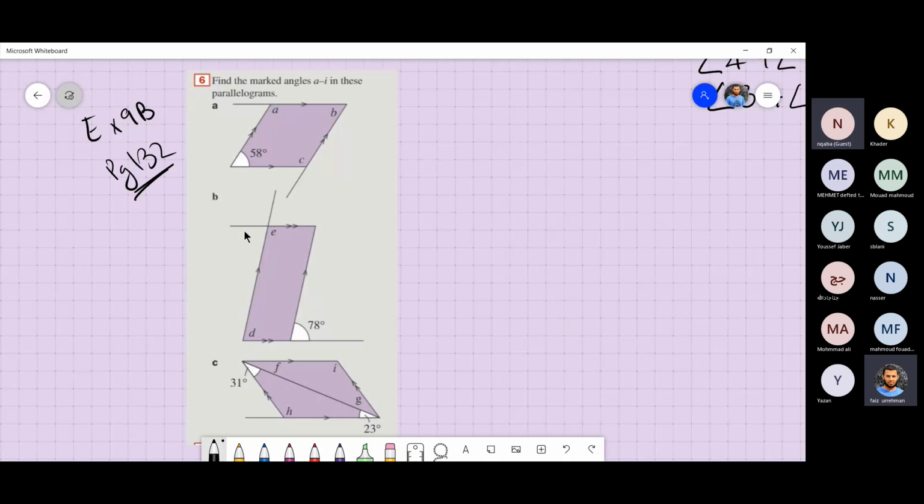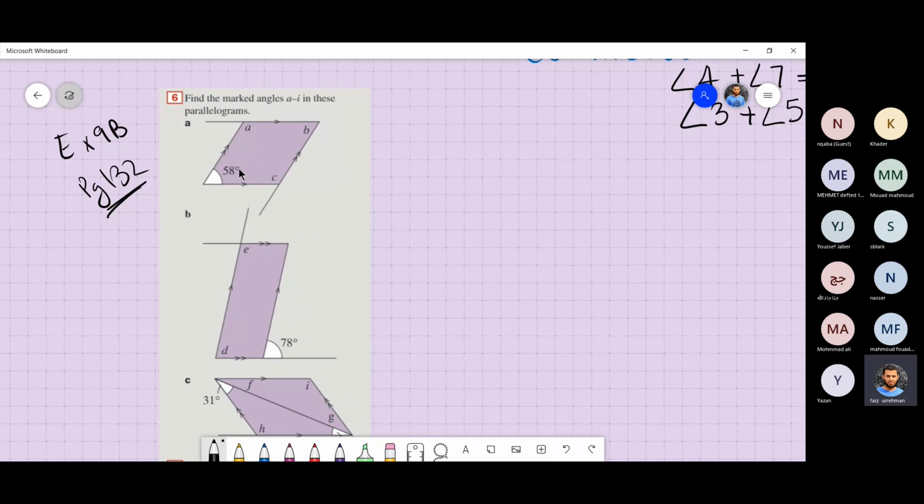Now which angle can we find? Now tell me, which are like a corner of a room? C and 58, right? So this and this are like a corner of a room. So which property is that? Co-interior. So co-interior property says what? Can we find C? Yes.